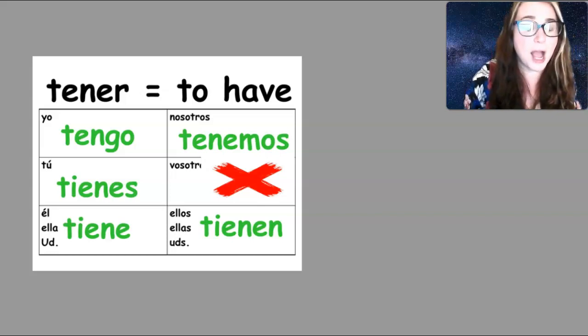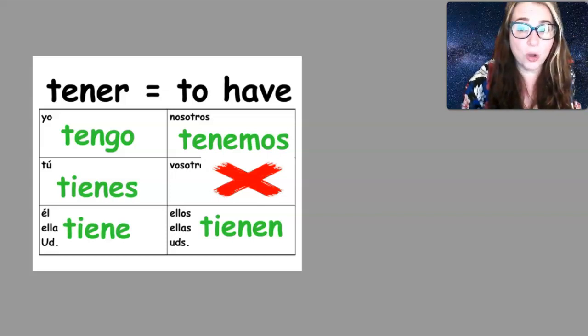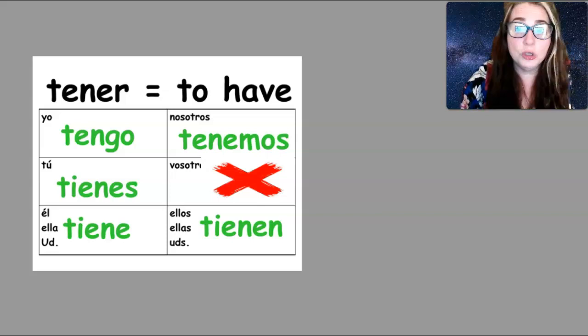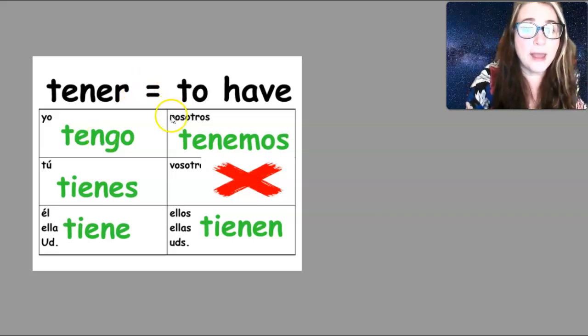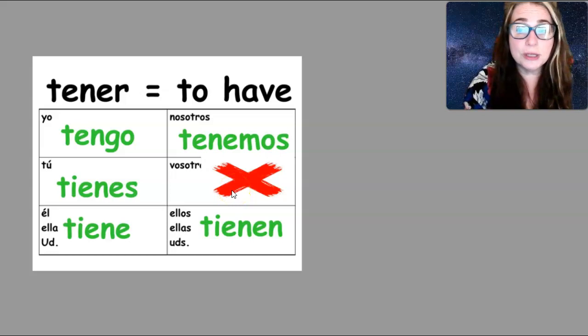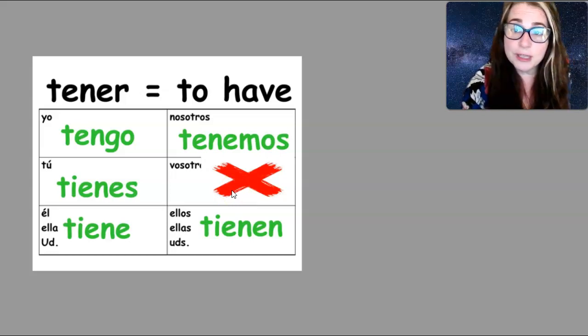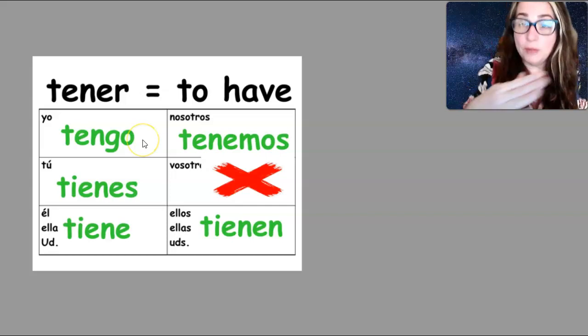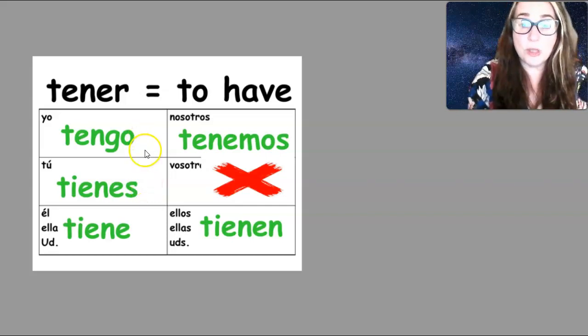So here we go. I have, yo tengo, yo tengo. You have, tú tienes. He has, él tiene, él tiene. We have, nosotros tenemos, nosotros tenemos. Vosotros is only used in Spain, so we're not going to learn that one. Ellos tienen, that's they have.